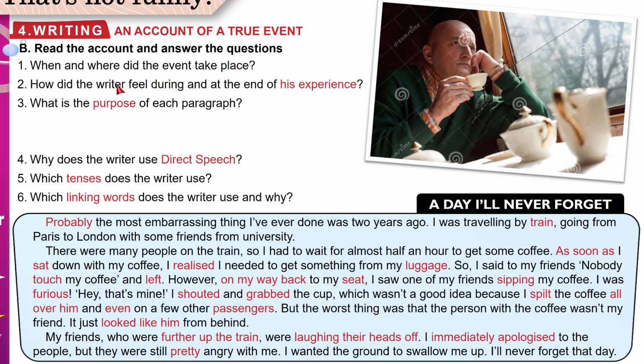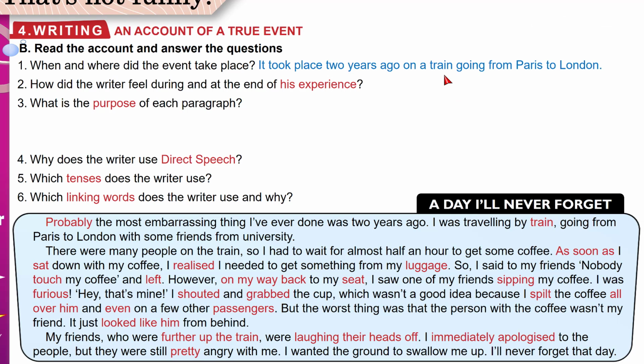Now, answer the questions. 1. When and where did this happen? It happened on a train. And it happened 2 years ago. 2. How did the writer feel during the experience? He was very mad, very furious. At the end, he felt embarrassed. He wanted the ground to swallow him up. That means he was embarrassed.